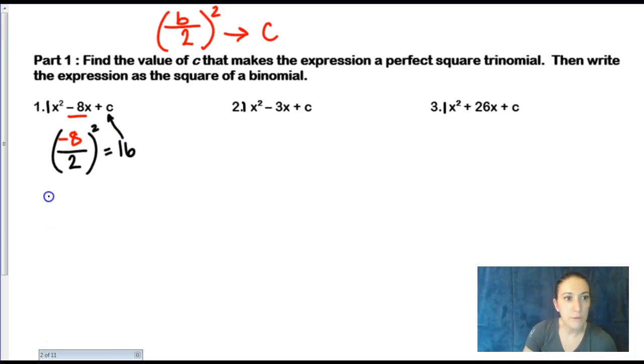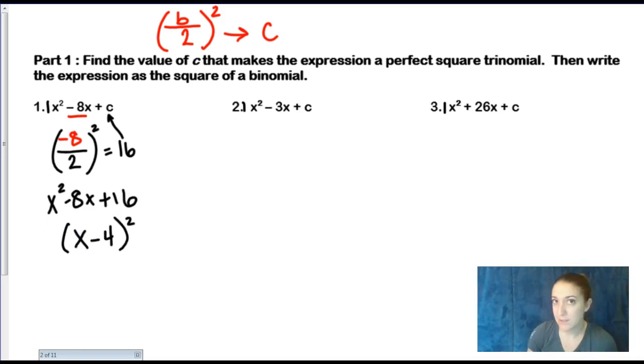So if I rewrite this trinomial as x squared minus 8x plus 16, what you're going to see is that's a really easy factoring quadratic. It's x minus 4 times x minus 4. So the way we'd write that is x minus 4 quantity squared.